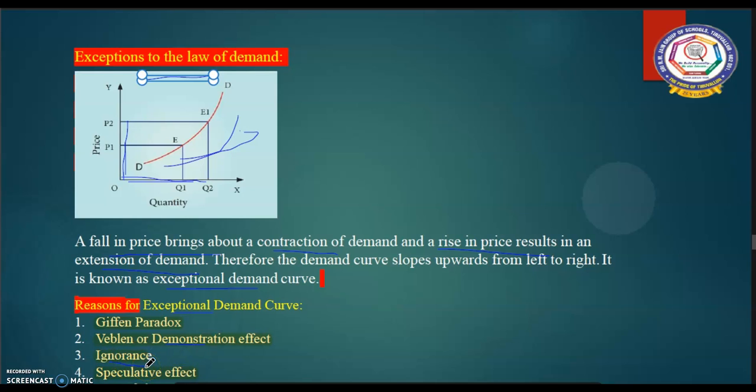Next one, ignorance. Sometimes the quality of the commodity is judged by its price. So consumers think that the product is superior if the price is high. As such, they buy more at a higher price. Next one, speculative effect. If the price of the commodity is increasing, then consumers will buy more of it because of the expectation that it will increase still further. For example, we can take the stock market.